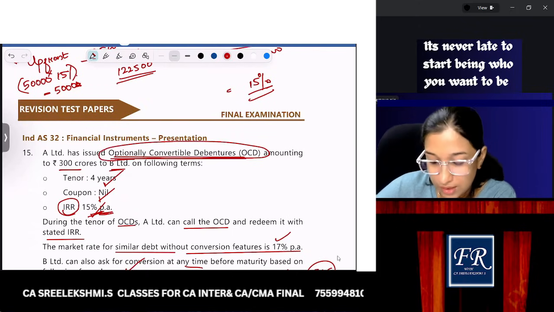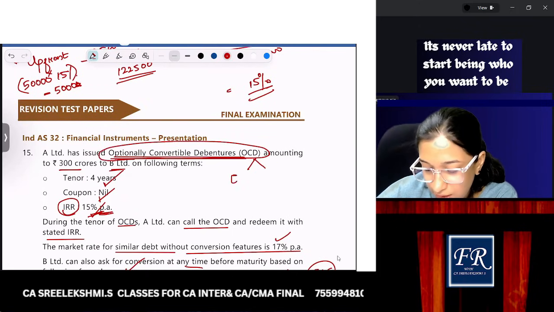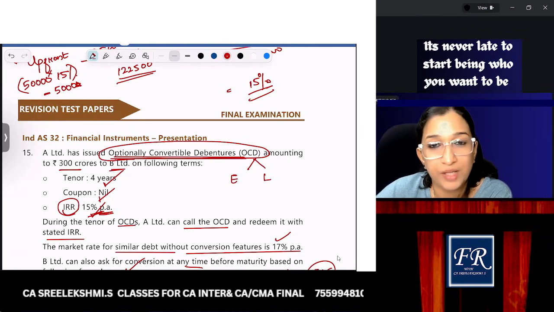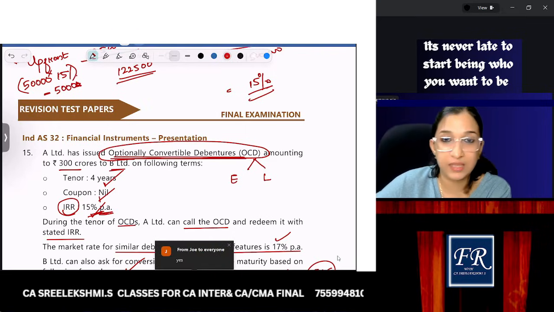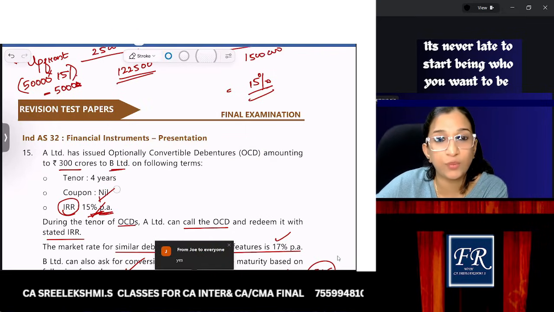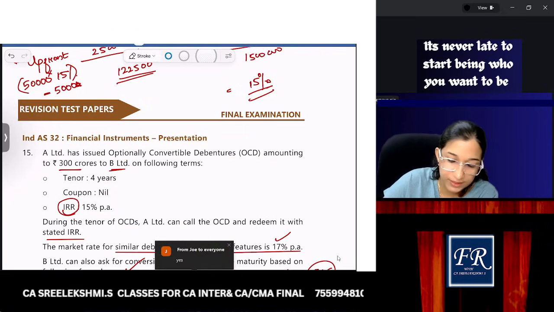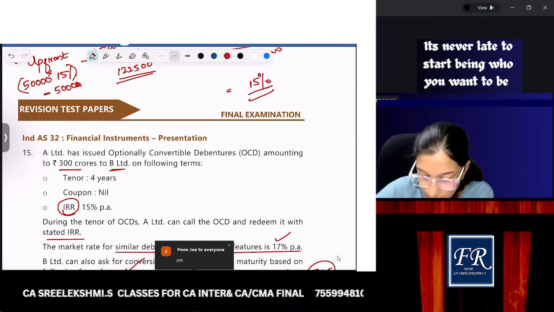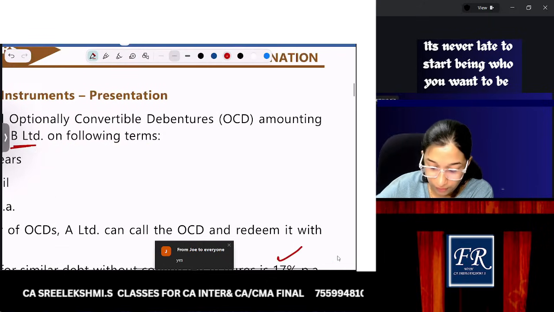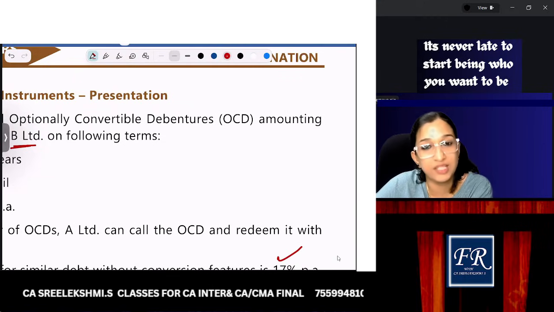What should we do first? It should be divided into equity and liability. Yes or no? Equity and liability at the inception. How much equity, and how much liability? How much equity will be accounted? Equity is the residue, the balance.